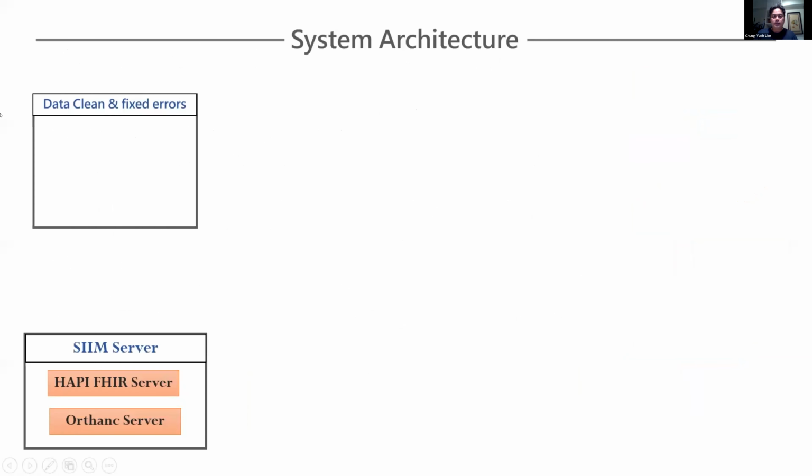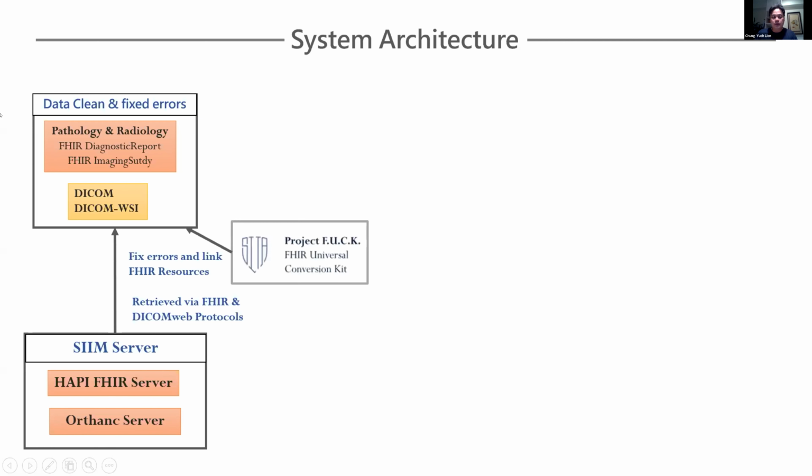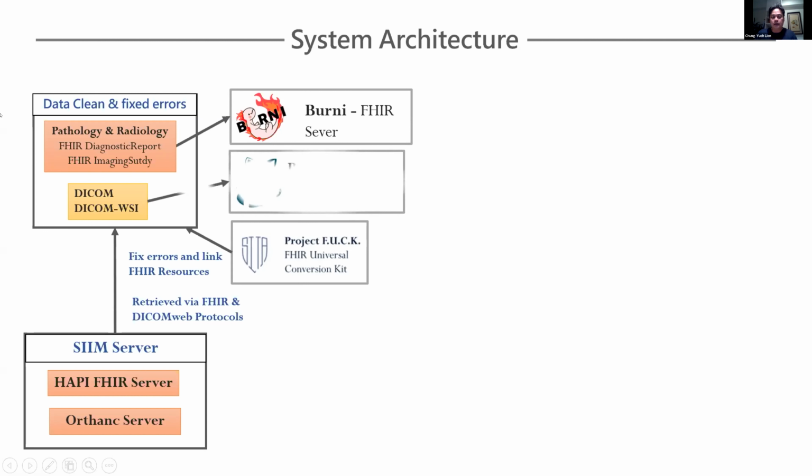So this is our system architecture. At first, we retrieve the data from the SIIM servers by the FHIR and DICOMweb protocol, and we create and fix the new FHIR resources and the DICOM objects. We then upload them to the Burni FHIR Server, as well as upload the DICOM to the Raccoon DICOMweb and FHIR Server.